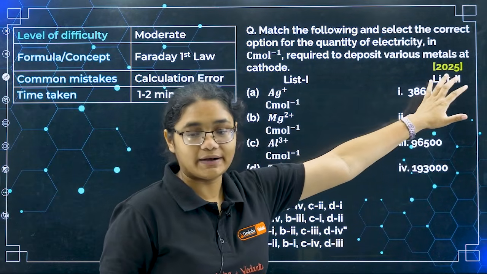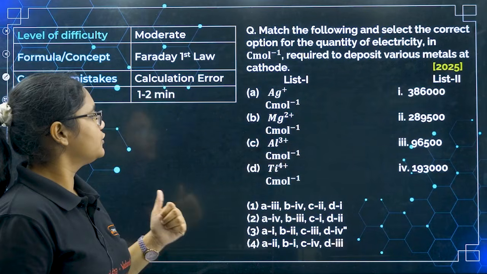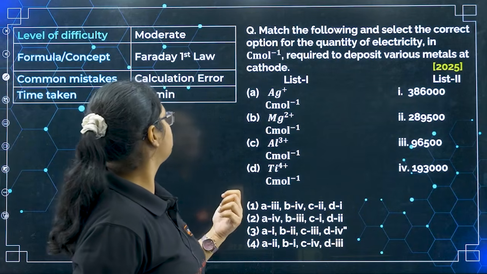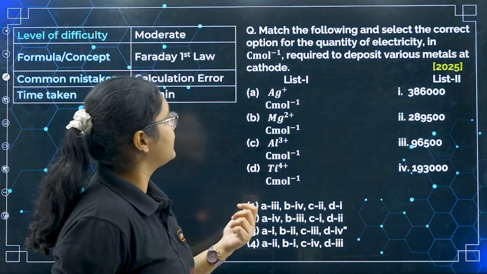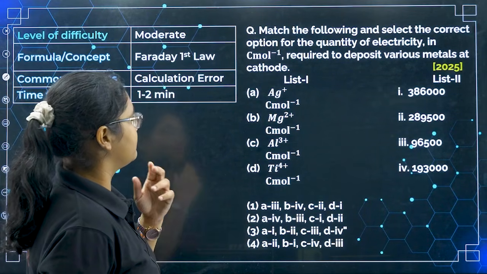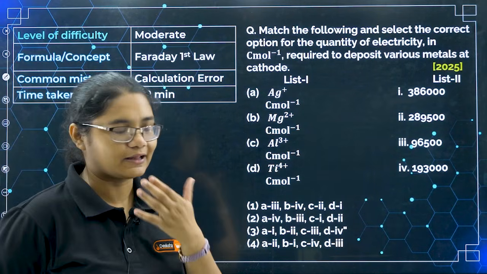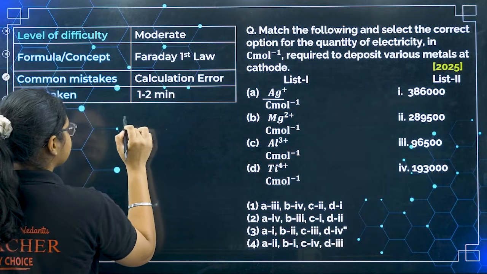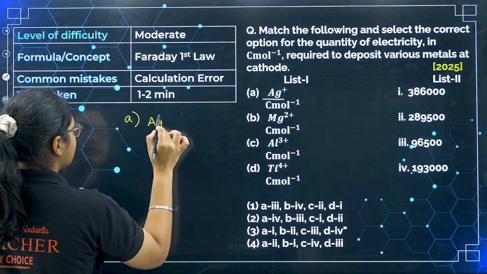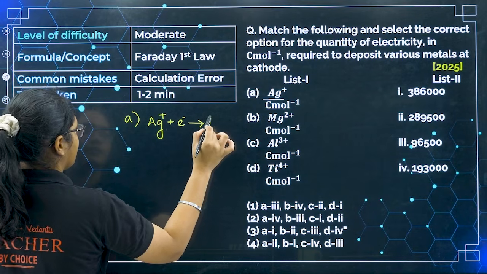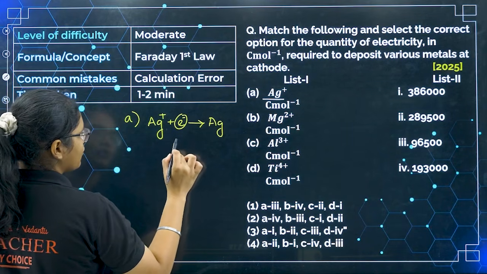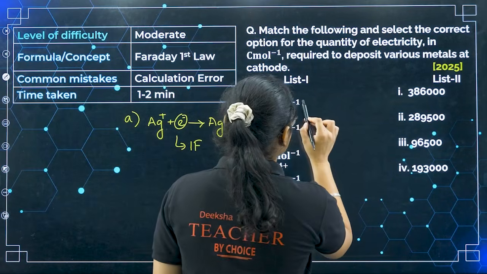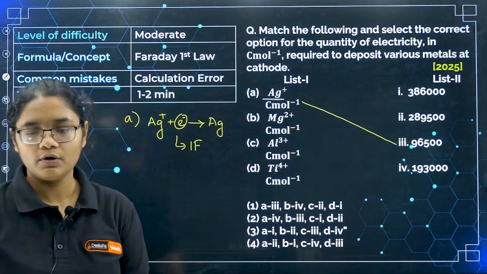So this question was in 2025, a recent year question. You need to match the following and select the correct option for the quantity of electricity in coulomb mole inverse required to deposit various metals at the cathode. So you have to deposit, for example, Ag plus. Okay, so for Ag plus, what will be the reaction? Okay, so this means 1 mole of electrons, or I can say 1 Faraday, and 1 Faraday means 96500 coulombs. So this one will be here 96500 coulombs.